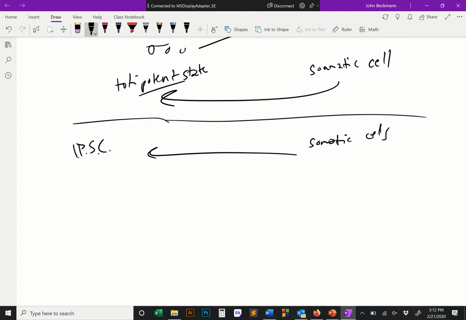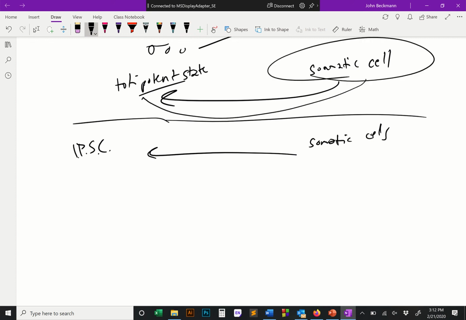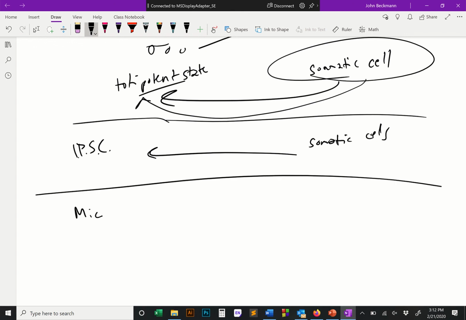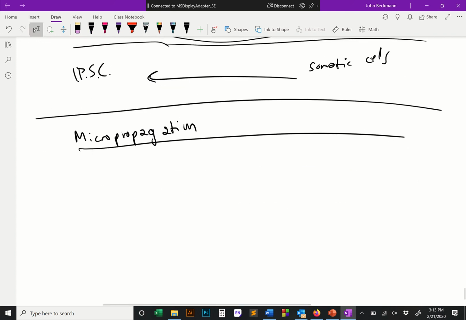Okay, now you see how this relates to micropropagation of plants, because we can take these somatic cells, we can treat them with chemicals that bring them back to a totipotent state, and then we can generate new plants from these techniques. Okay, so now let's talk about micropropagation. Why would you want to micropropagate plants? What are all your suggestions or thoughts about why this would be useful?